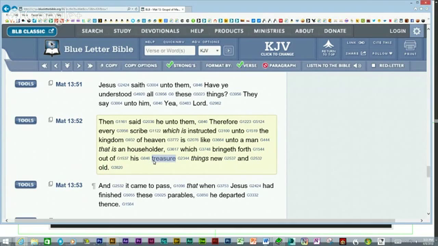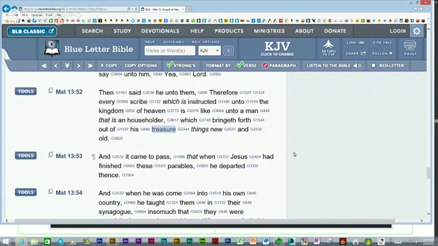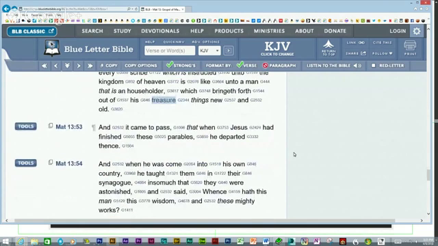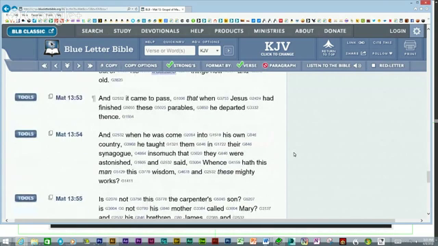Those that would have blinded you before are now gathered to the truth, and these things create understanding and unity. And it came to pass that when Jesus had finished these parables, he departed thence. And when he came unto his own country, he taught them in their synagogue, insomuch that they were astonished and said, whence has this man this wisdom and these mighty works? And he's saying, where did he get these mighty works?